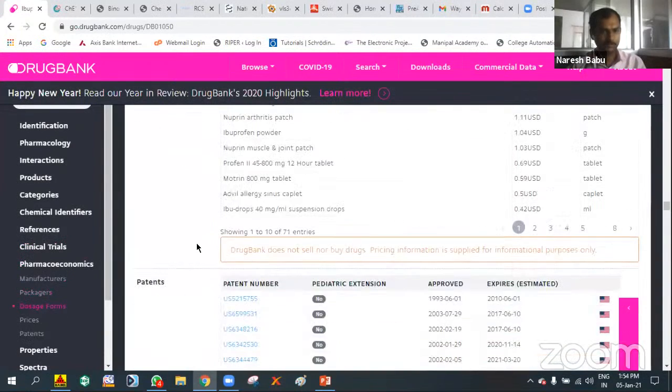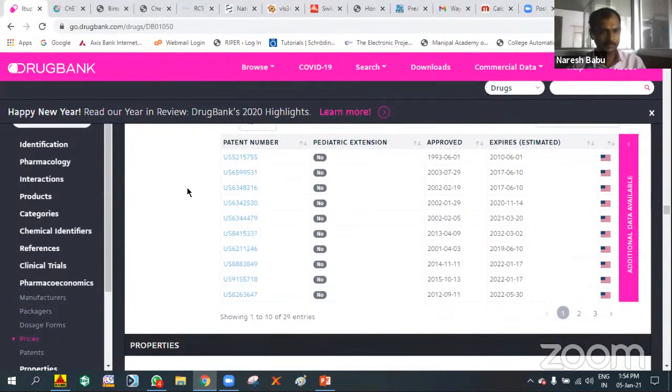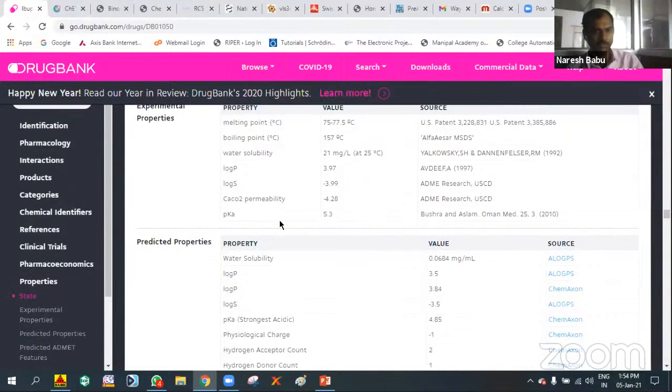Dosage form, patents related to ibuprofen. Here we can observe the experimental properties like melting point, boiling point, water solubility, log P, log S, and permeability, and dissociation constant, and also predicted properties we can observe.